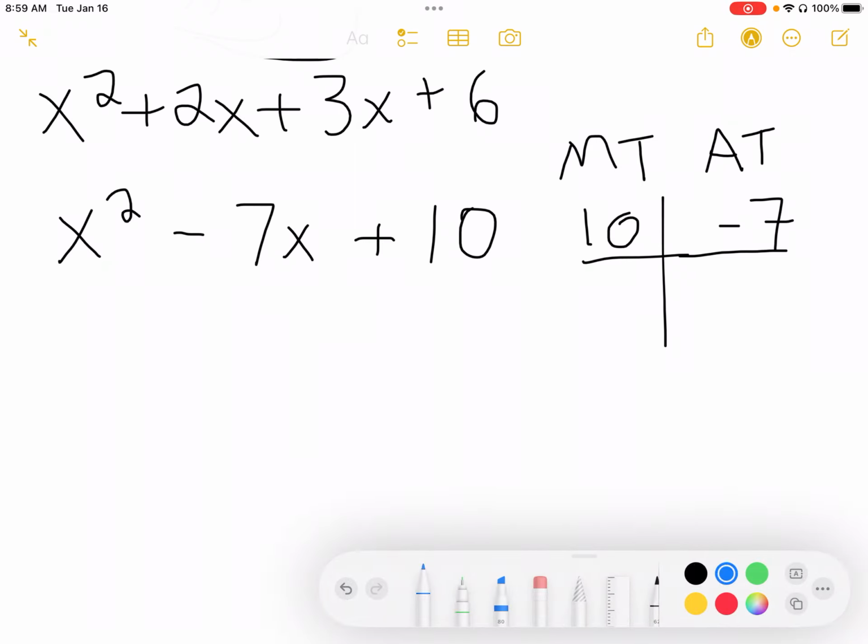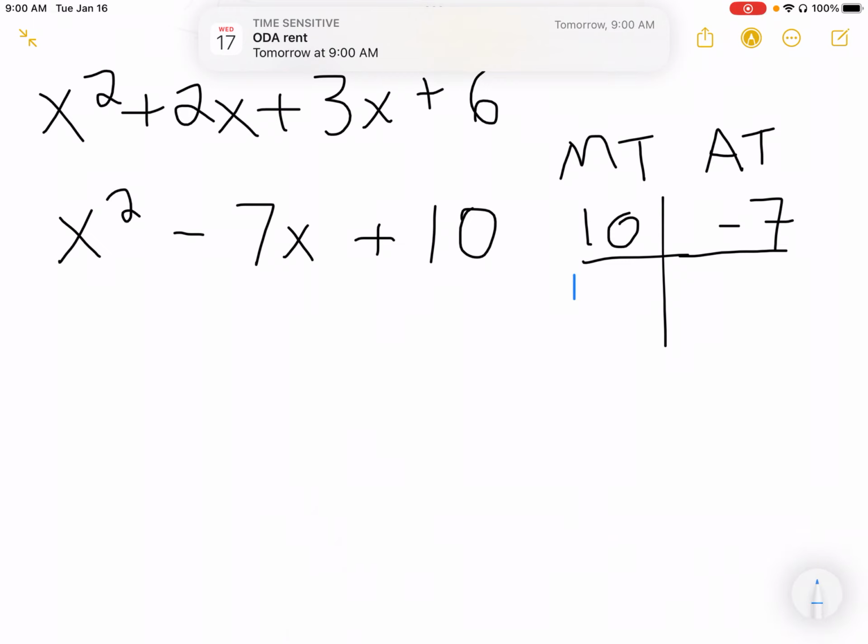I'm going to use different colors for this. So what multiplies to 10? Well, only really two things. I can multiply to 10 by using 1 and 10. Can any combination there lead to minus 7? No, so that's not going to work. And then if I have 5 and 2, that gets me to 10. Can any combination here get me to minus 7?